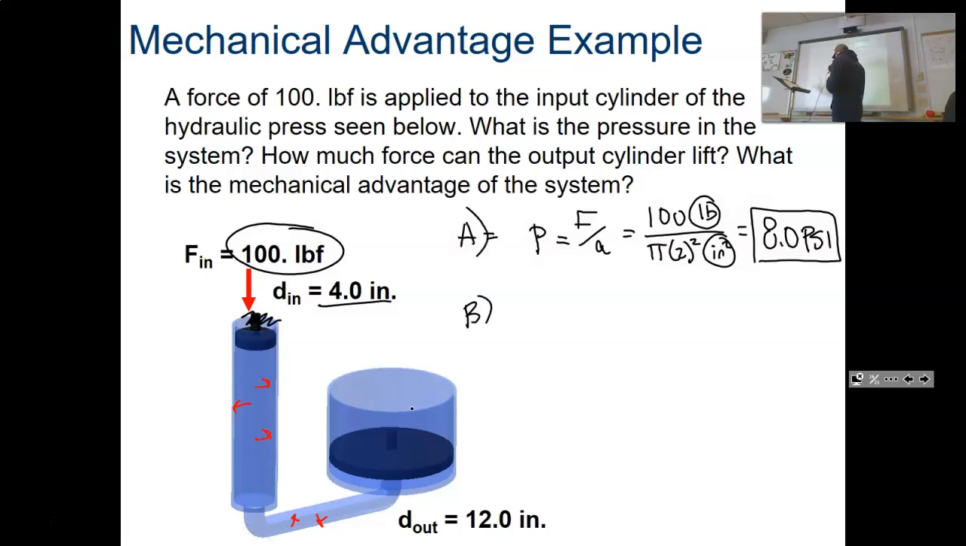So here you've got an area. You could figure out how much force is on it by figuring out how many square inches it is and multiplying by 8.